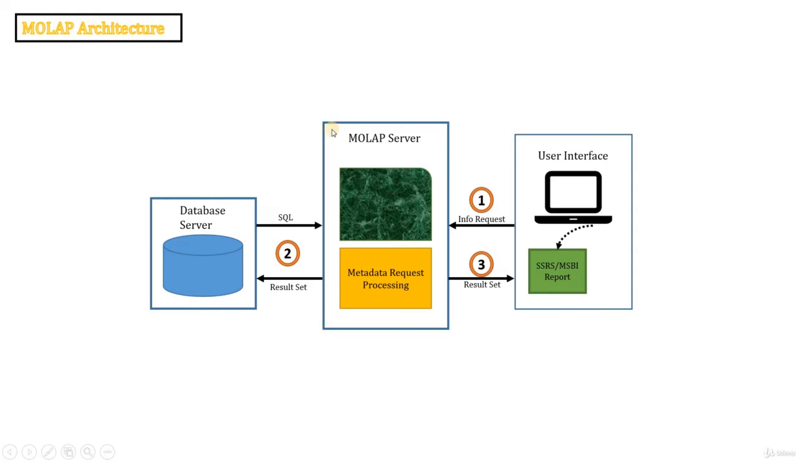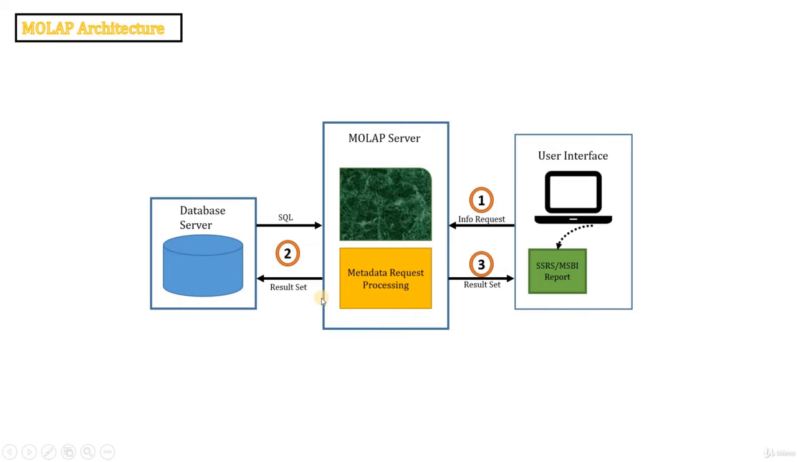So this is the MOLAP architecture given in the figure. You can see the user requests the reports through this interface. The application logic layer of the MDDB retrieves the stored data from the database. So this is the logic available here: the metadata processor will retrieve the data for the request it got from the interface.